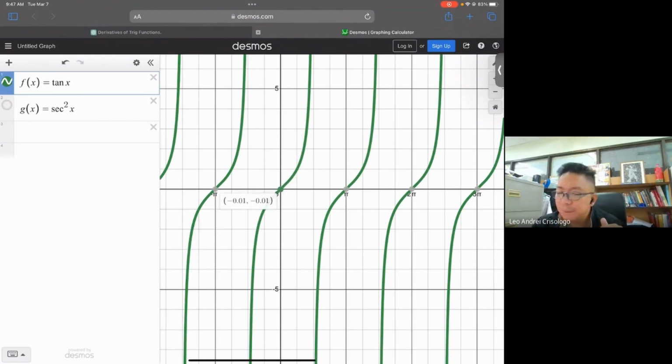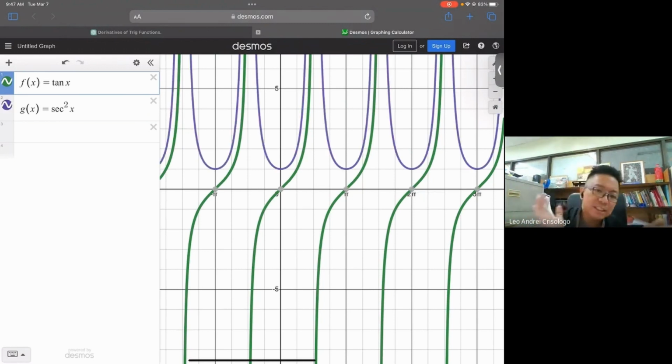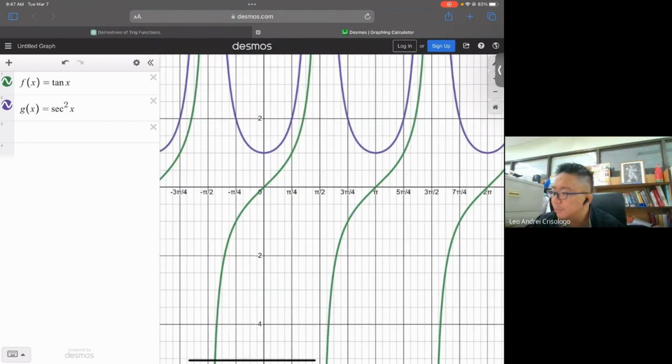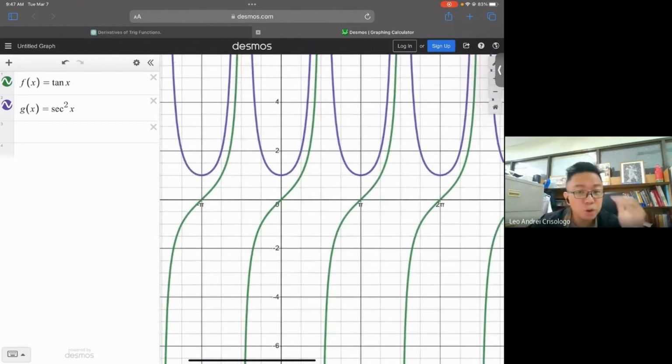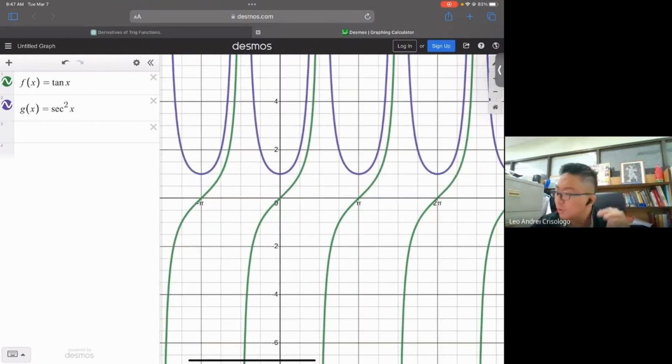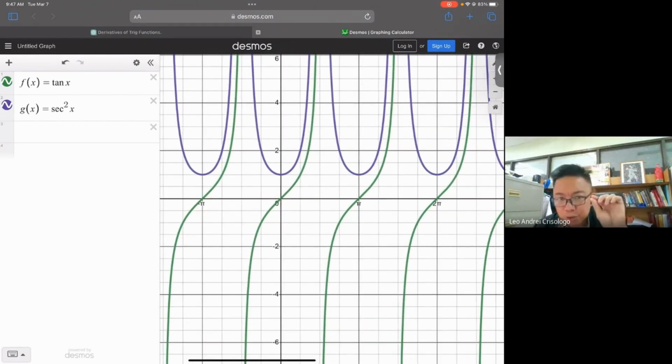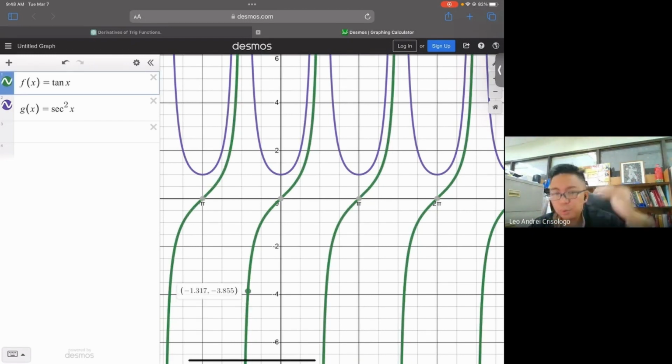So the lowest value of its derivative should be located here at 0, pi, 2 pi, 3 pi. Basically, where the tangent function is 0. If you look at secant squared, indeed that is where the graph of secant squared is lowest, and in fact, it's equal to 1. So the slope of the tangent function at its x-intercepts, the slope of the tangent line there is 1. And before it gets to 1, it's greater than 1. Right? It sort of slowly goes down.